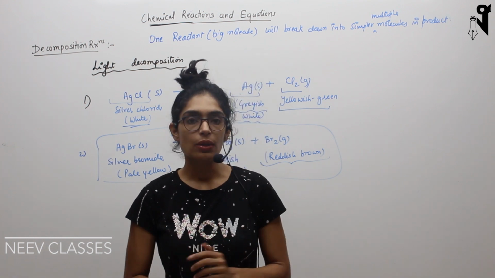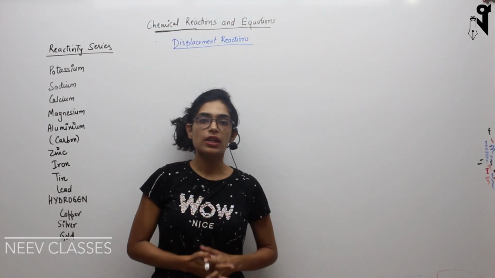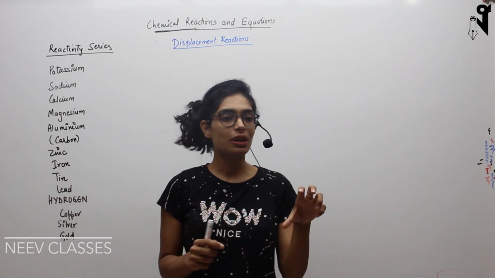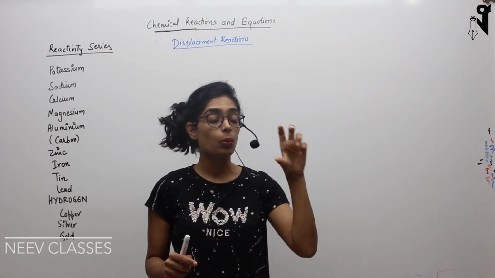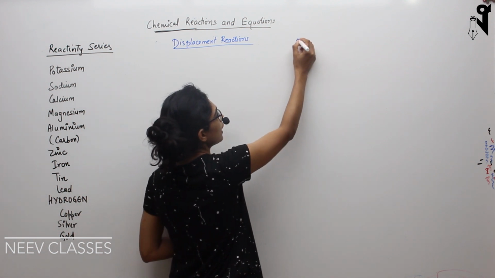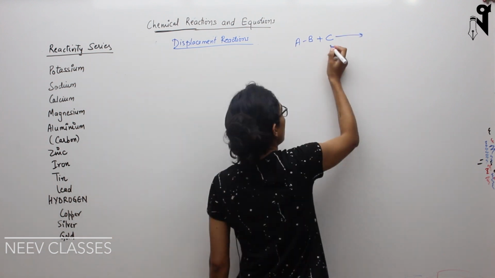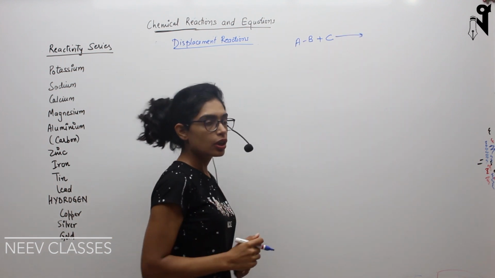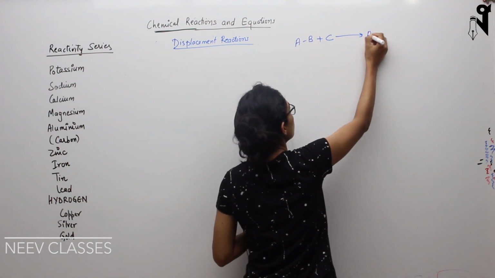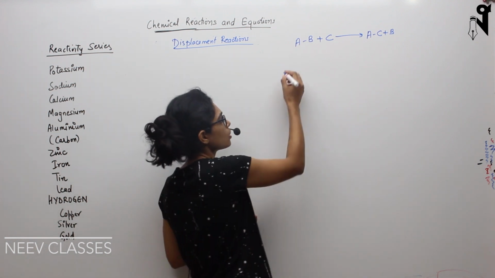Okay, next we will talk about displacement reactions. So next we are starting displacement reactions. As the name suggests, displacement means displacing one thing from another. For example, if I have, let's say, AB, and then C comes from somewhere, and it has enough strength to displace B out of it, the new compound will become AC plus B.